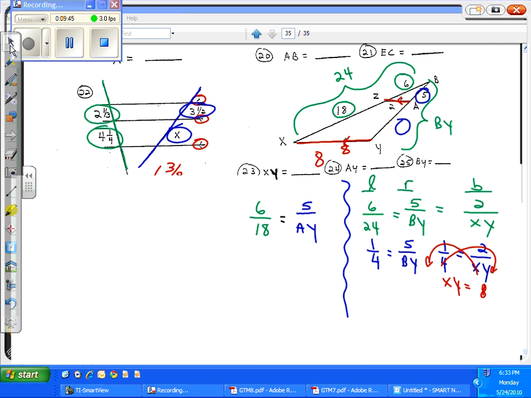AY, this one over here has AY. AY times 6 is 6AY, equal to 18 times 5, which is 90. We would undo multiplication by division, and we would get AY is equal to 18. So AY is 18. That's the bottom piece. 18 plus 5 is 23. So BY would be 23.